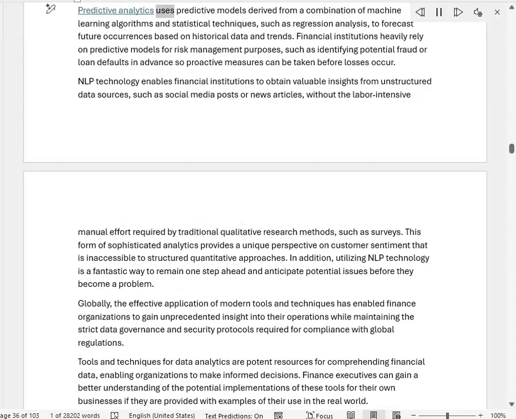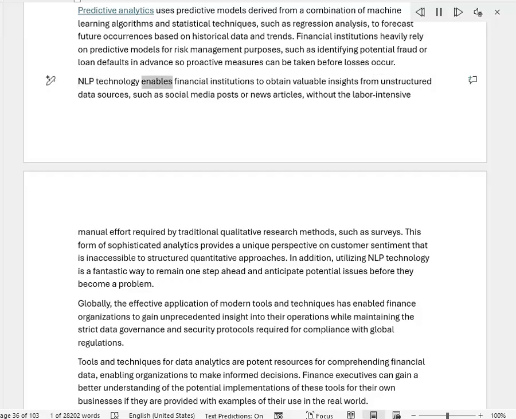Predictive analytics uses predictive models derived from a combination of machine learning algorithms and statistical techniques, such as regression analysis, to forecast future occurrences based on historical data and trends. Financial institutions heavily rely on predictive models for risk management purposes, such as identifying potential fraud or loan defaults in advance so proactive measures can be taken before losses occur.